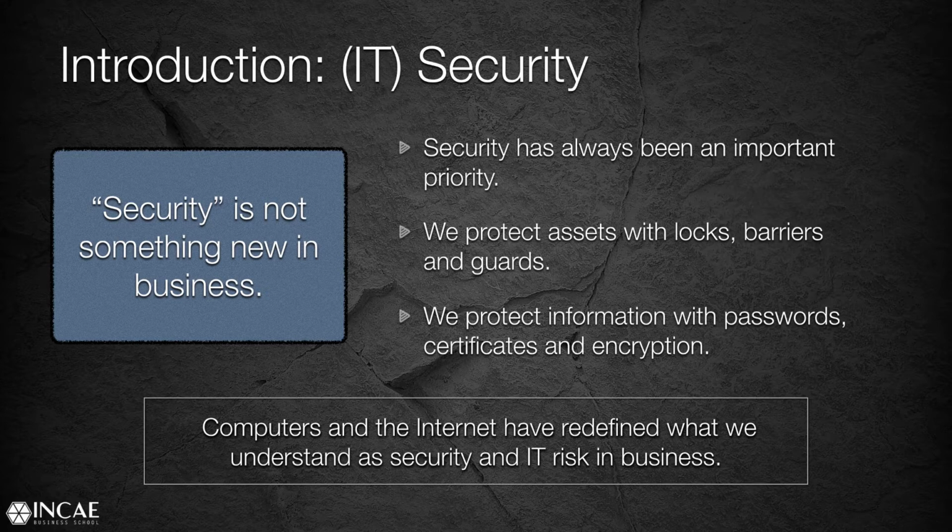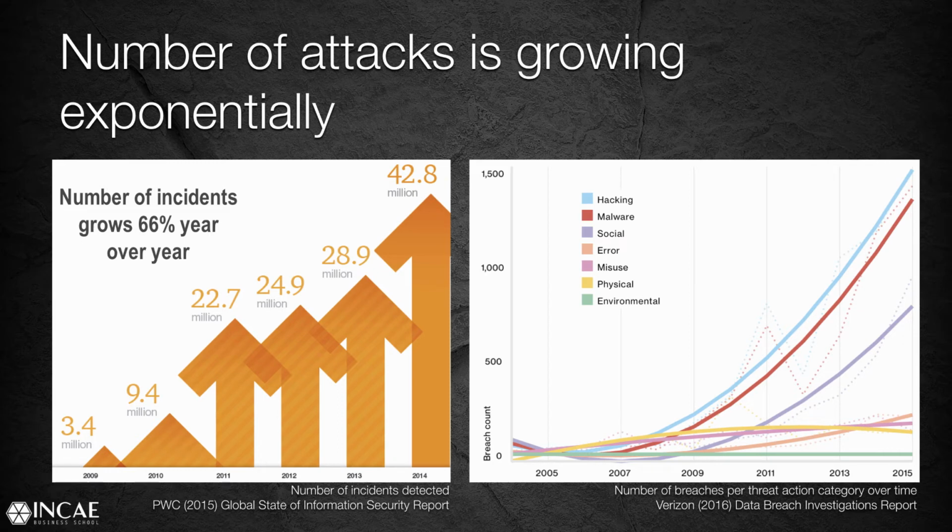Overall, what has happened is that the computer and the internet have redefined what we understand by security and in particular by IT-related risk in business. So how big is this problem? Well, it is immensely big and it is growing very fast. A 2015 study by PricewaterhouseCoopers found that there's a compound annual growth rate of security incidents of 66%. So every year there are 66% more incidents than the year before it. If you know your math, you know there's an exponential curve, and basically it's a battle that we've pretty much lost. There's no way we can actually stop the trend of the growing number of security incidents.